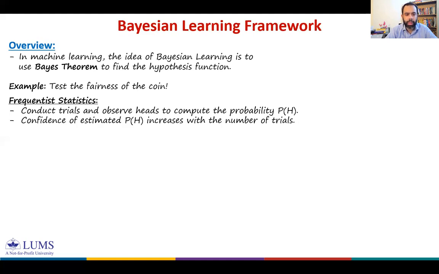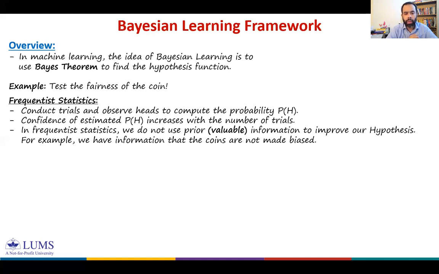Confidence of estimated probability of head increases with the number of trials. You conduct trials, you observe the heads and the number of trials. Probability of head would be given by the number of heads you get divided by the total number of trials. This is an estimate, right? And obviously, as you keep on increasing the number of trials, the confidence of this estimate keeps on increasing, right? Determining the fairness of a coin by using the probability of observing the heads. So this is a frequentist statistics approach, or this is frequentist viewpoint.